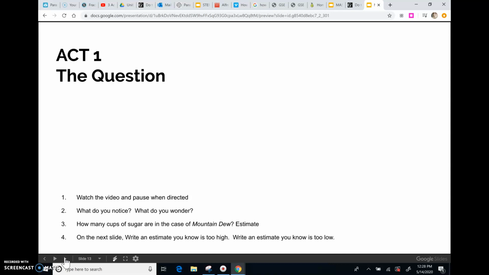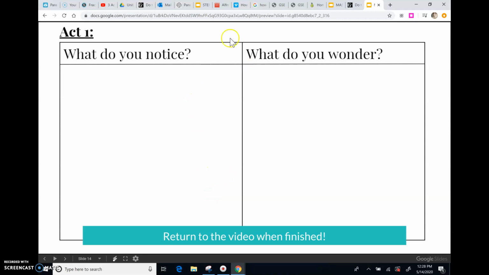So we're going to be watching a little video, and while you're watching, I want you to think about what you notice and what you wonder, because then we're going to fill out this little T-chart on our slides. So here's the video.